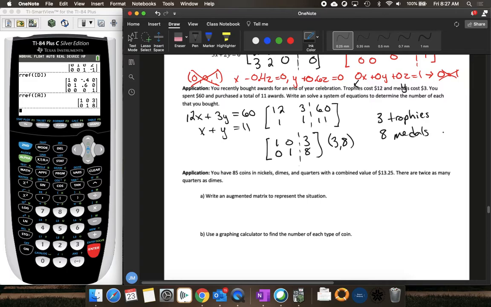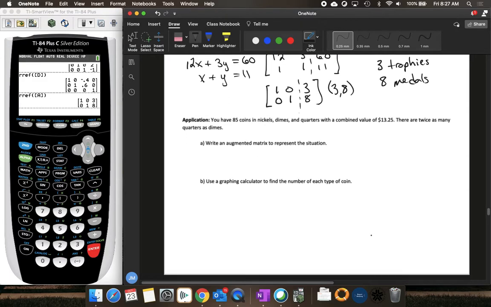So you can see where this is kind of nice. You now are able to solve these word problems and these systems of equations without a whole lot of work other than just putting them into your calculator. Let's take a look at one more example of this.